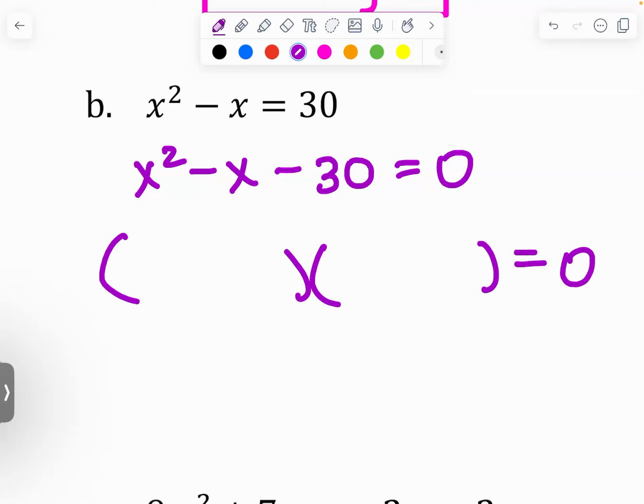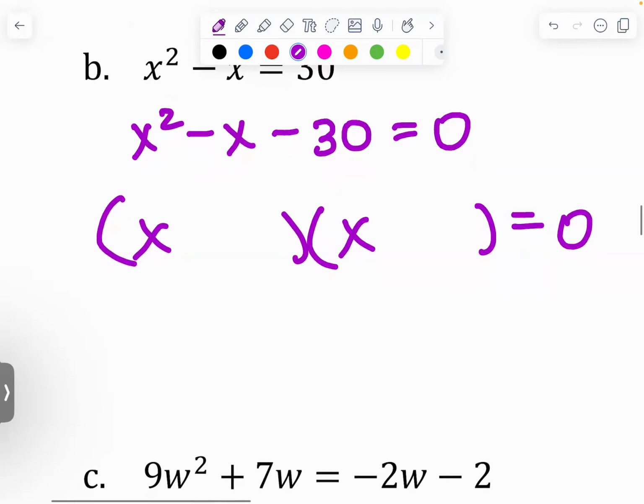All right. Sam, I need two numbers that multiply to -30 and add to -1. Multiplies to -30, adds to -1. What are some things that multiply to 30? 5 and 6. Oh, 5 and 6. Dude, I was thinking like 15 too. That was bad.